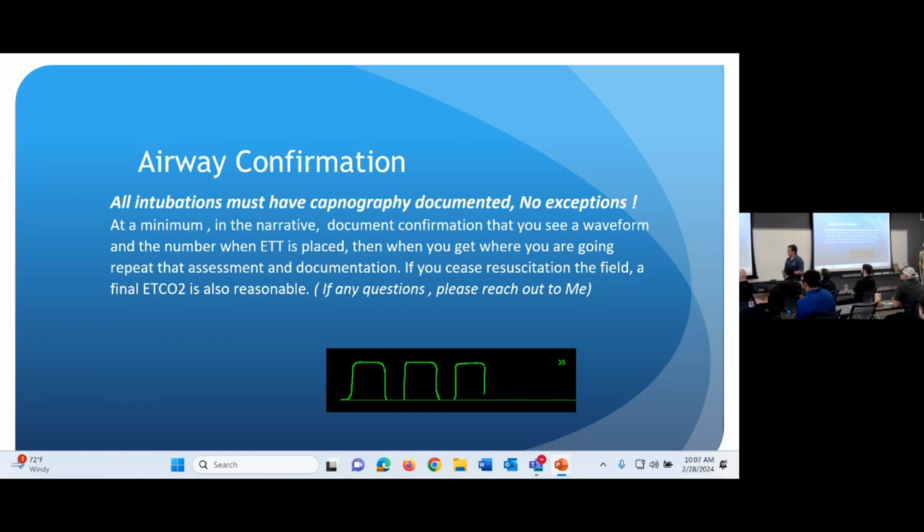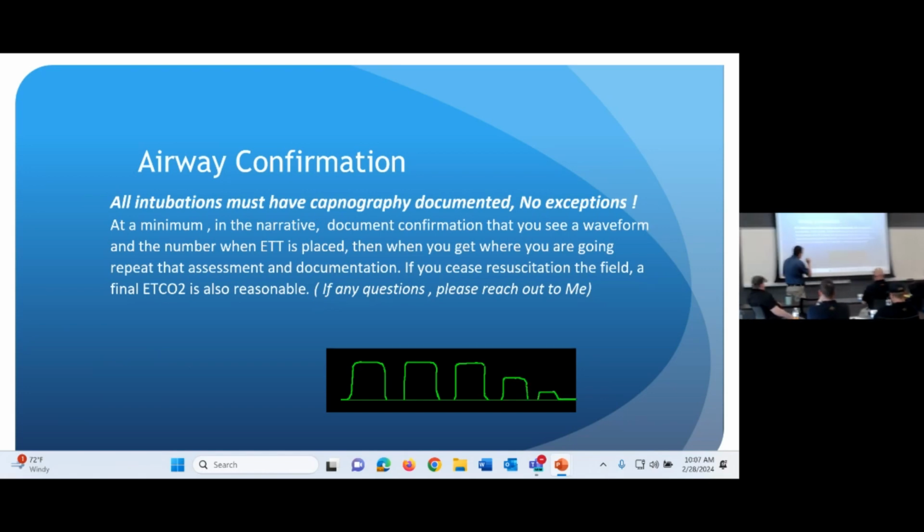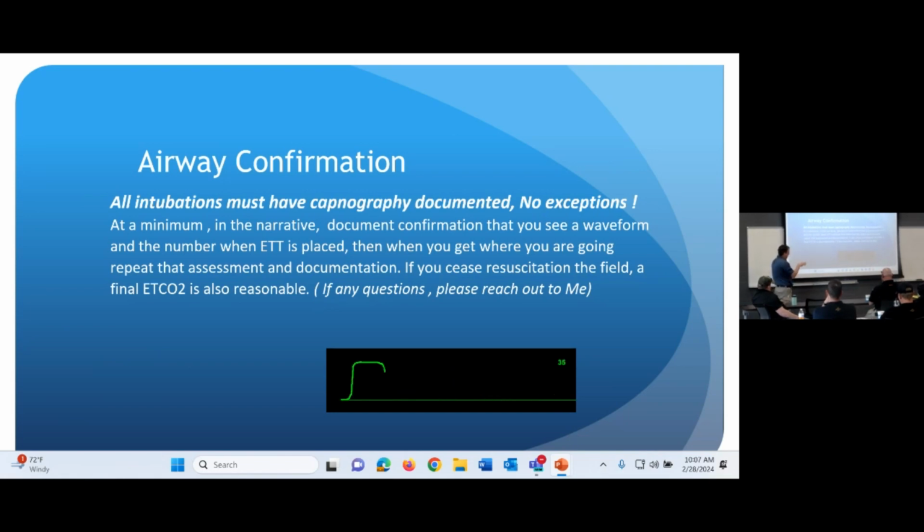So food for thought, when you place a tube, airway confirmation, when you get to your end destination, whether it be at the hospital or where you cease resuscitation in the field, same thing. You know, arrived at hospital X, waveform capnography noted at 7. Tube was good when you got there. Nobody can argue with that. Or worked patient for 48 minutes in asystole, waveform capnography noted at 5. We cease resuscitation. We know the airway was fine.